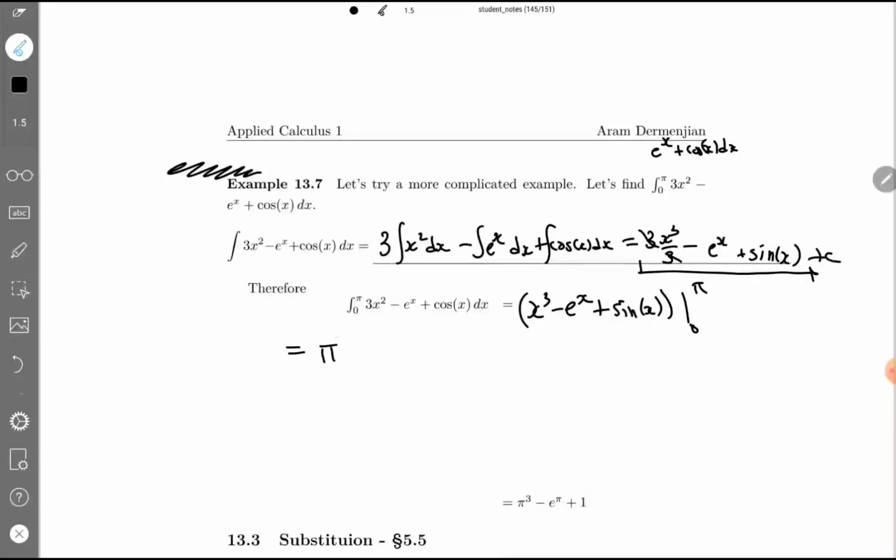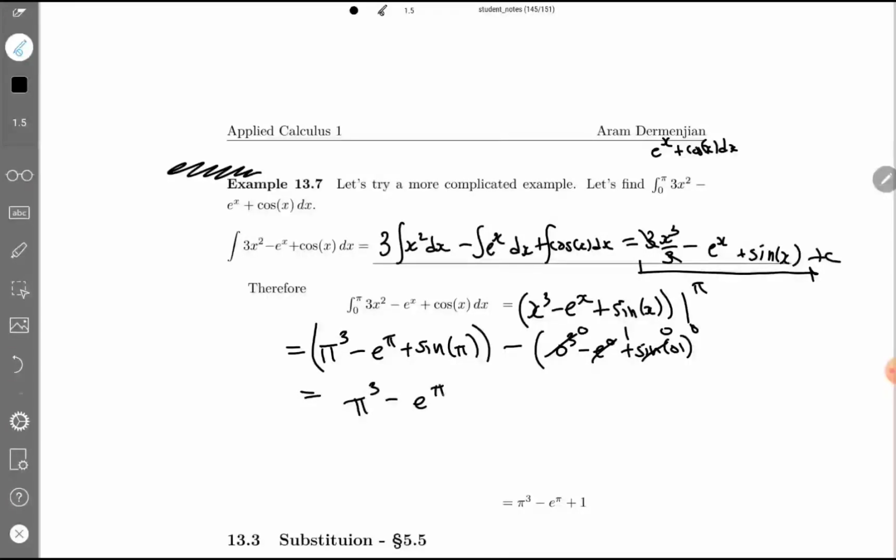And so here, I'm going to put this here so we have room. Let's plug this in. We get pi cubed minus e to the pi plus sine of pi minus 0 cubed minus e to the 0 plus sine of 0. So this is 0, this is 0, this goes to 1. So we get pi cubed minus e to the pi, sine of pi is 0, minus e to the 0, which we said is 1. So we get this. Yay!